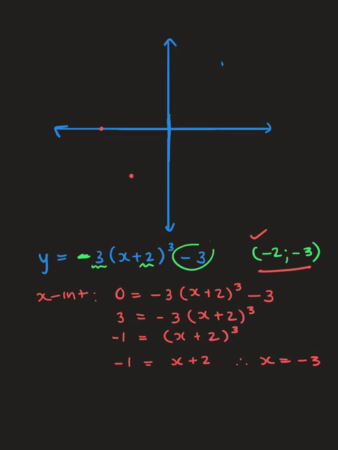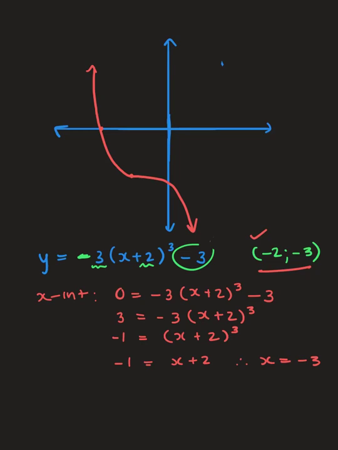My a value is negative, so it's going to be decreasing, and it's also a reflection of the y-axis. So your graph is going to look like this. Okay, you need to get that little kink going.